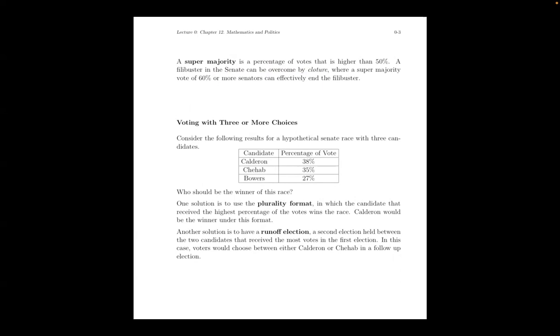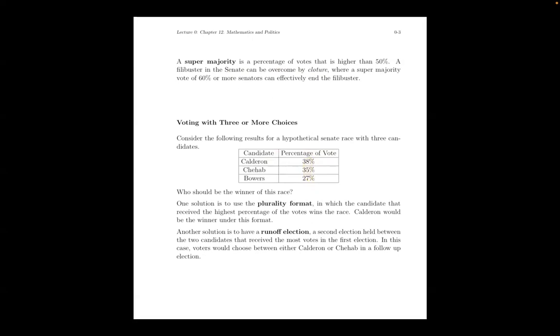So let's look at this table here. This is a hypothetical Senate race, maybe between three different candidates. It was somehow competitive among three candidates. So we look, nobody wins the majority here. So if we're using majority rule, then we don't have a majority winner here. So this election is sort of undecided in this situation.